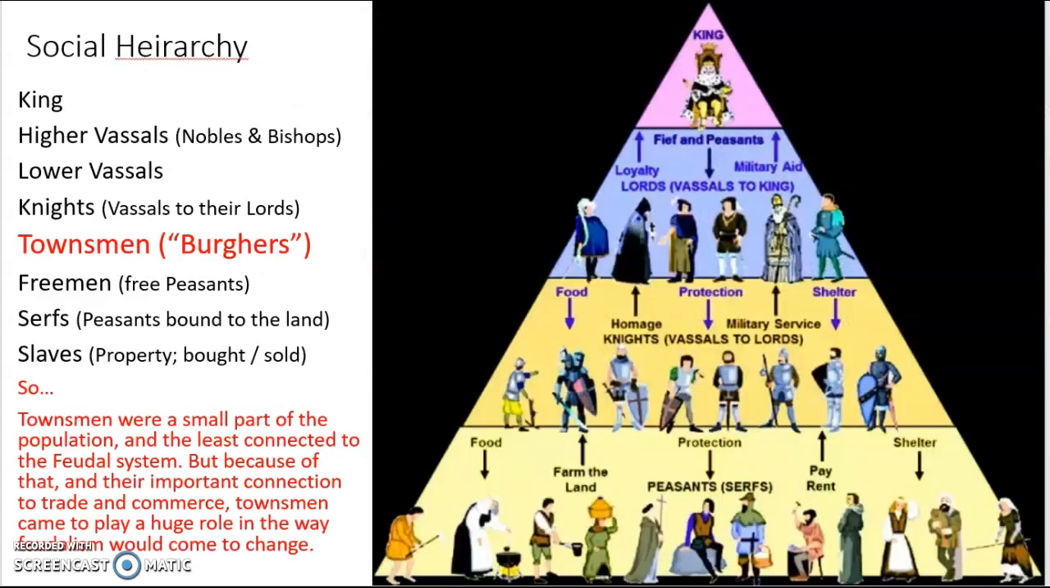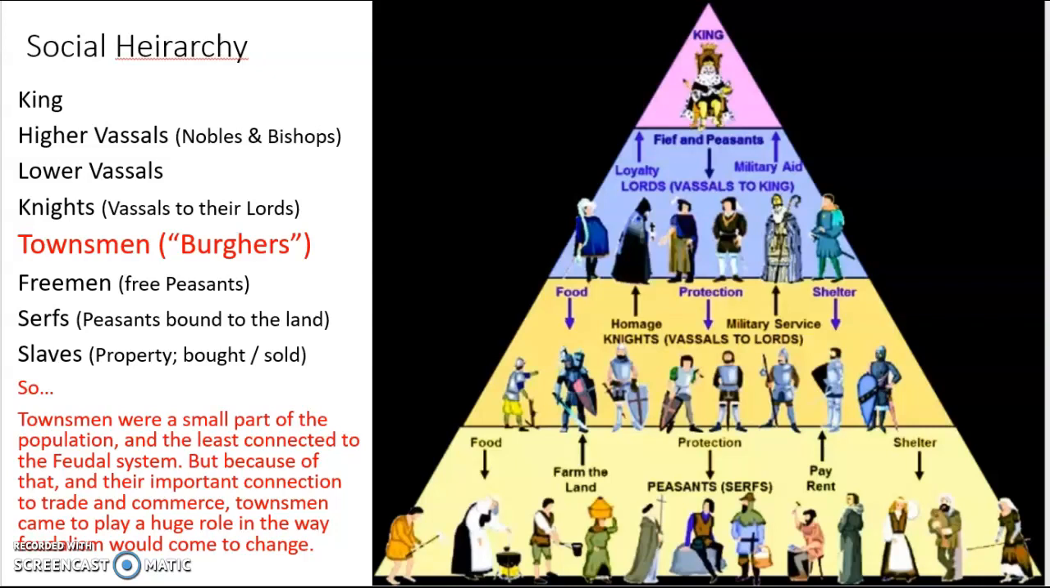If we take a look at the social hierarchy of the Middle Ages, what you see is, of course, the king at the top and the higher vassals, nobles, or for that matter, bishops, right beneath him. The diagram doesn't really show, but of course, there are lower level vassals as well, or nobles, and in a sense, the knights who are the vassals of noblemen. And down the chain, the next step really is the townsmen, or as they've been called, burghers, right? Then, as well, of course, the peasantry, which are freemen, free peasants outright, and serfs, who are free in the sense that they're not slaves, but they're bound to the land.